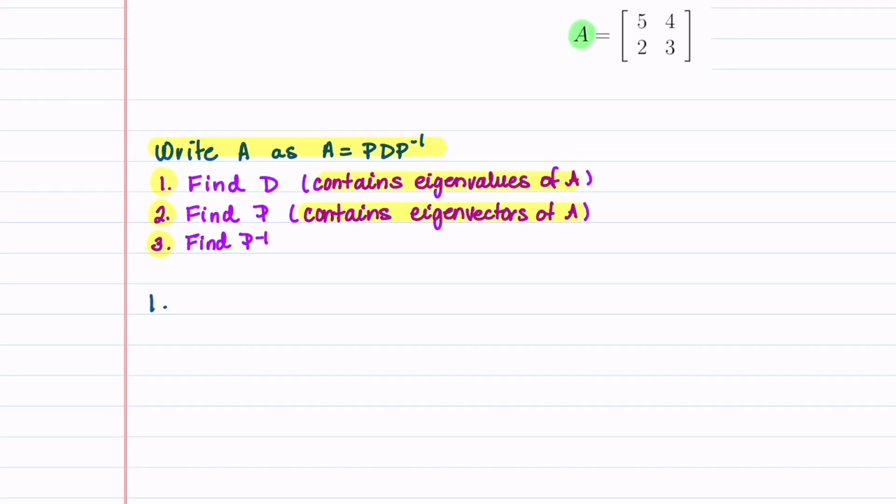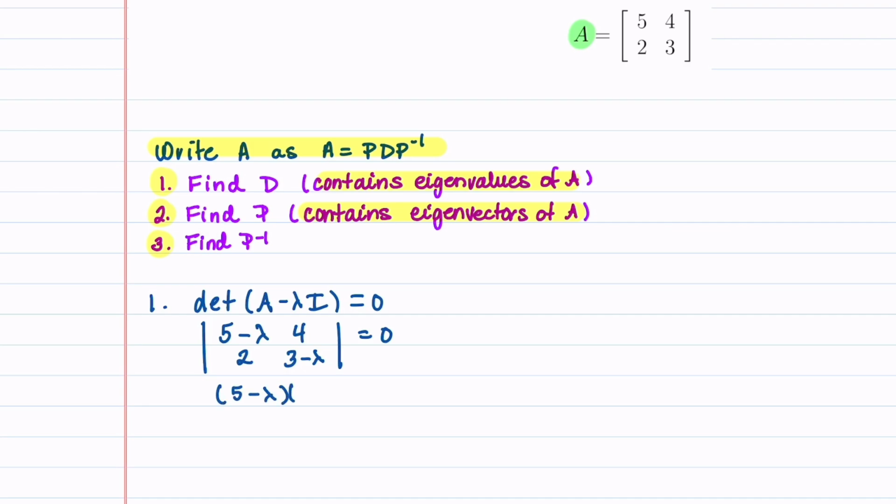Let's start by finding D. What we're going to have to do is find the eigenvalues of our matrix. So we have the formula to find eigenvalues, determinant of A minus lambda I is equal to 0. We're going to take our matrix A and subtract lambda off the main diagonal, and we're going to set that equal to 0. This gives us a 5 minus lambda times a 3 minus lambda. We're just multiplying the main diagonal, and then we subtract off the off diagonal, which is 2 times 4 is 8, and we set that equal to 0.